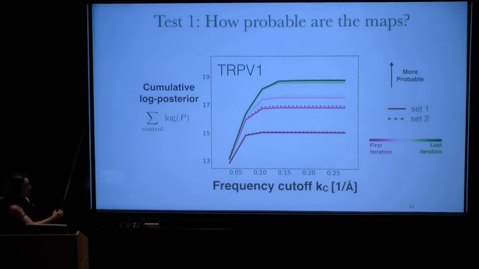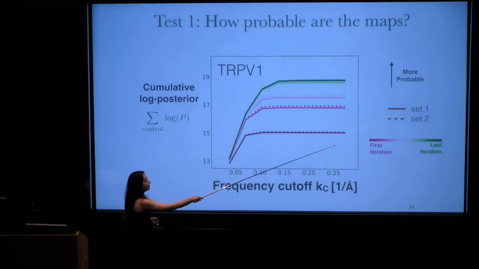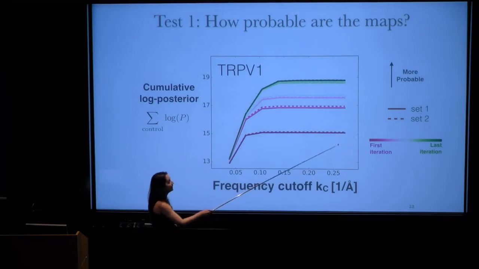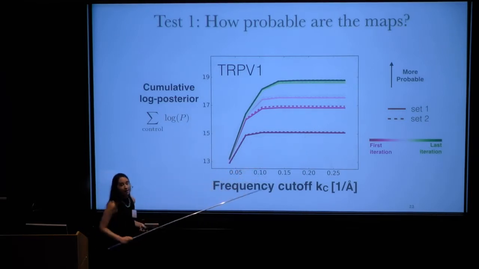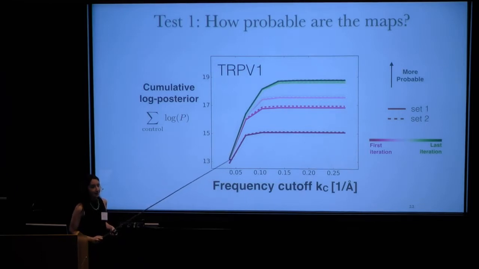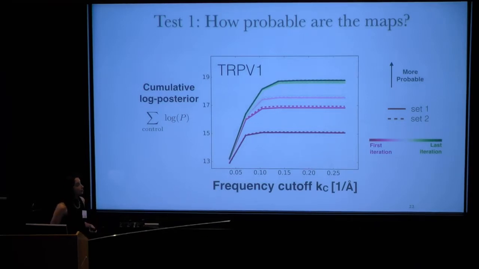of the low-pass filtering. So here, what you see in maroon is the first iteration, and in green is the last iteration. The solid line is the data for the maps from set 1, and the dashed line is the data for set 2. And as this number increases, the more probable these maps are.